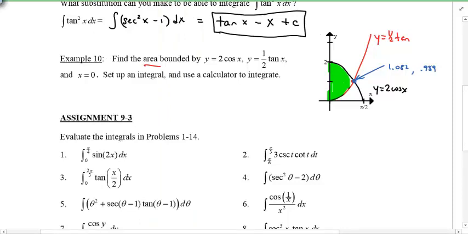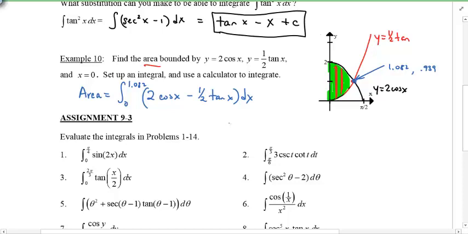Our goal is to find the area bounded by this. Hopefully you remember how to find the area. And we take little rectangles. Notice the height of the rectangle is just the difference between the higher function minus the lower function. So the area, hopefully you remember, is equal to the integral from 0 to 1.082 of the higher function 2 cos x, take away the lower function half tangent x, and then don't forget your dx.